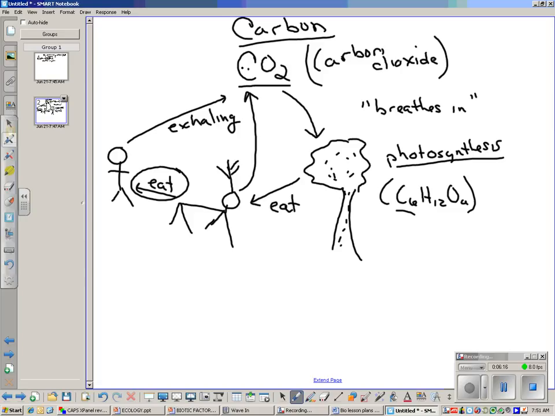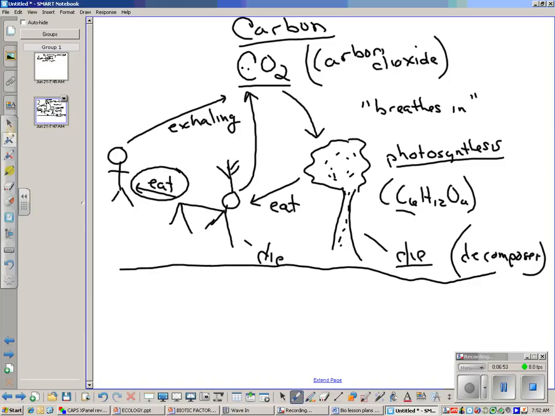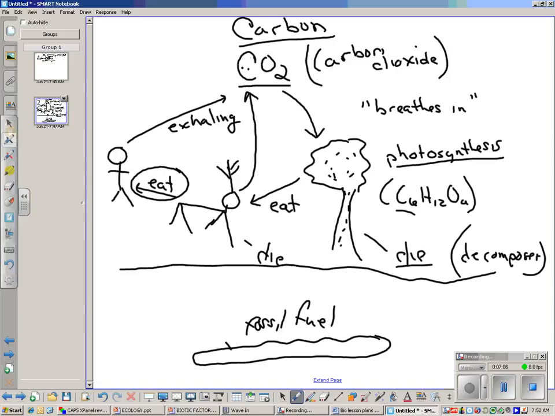Now, not all plants get eaten, not all animals get eaten. So what happens if these plants die? What happens if the animal dies? Well, a lot of things can happen. Number one, they can be decomposed by decomposers, and their carbon is put back in the atmosphere that way. Sometimes plants die, I'm going to draw the ground here, and over long periods of time get compressed and compressed, and we get something called fossil fuel. Pools of liquid deep in the ground, or sometimes gas, that are the remains of dead plants and animals, that are carbon.